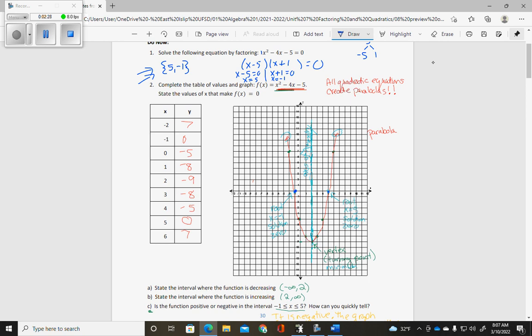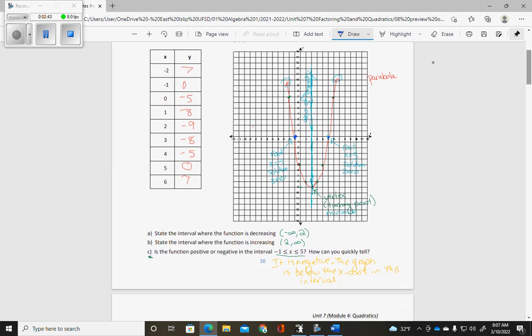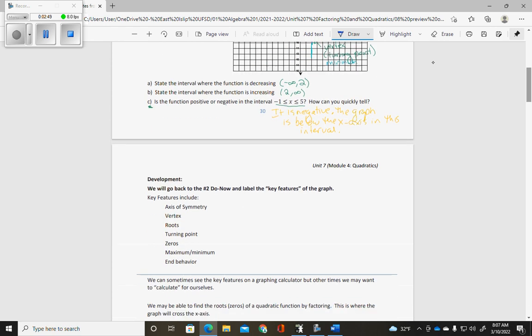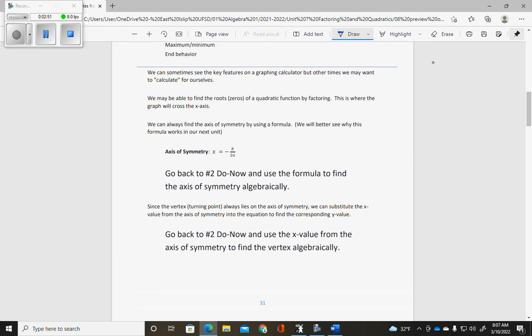So which is more efficient, which uses less time? I would say factoring is way quicker than graphing, but you can verify your answer that you factored correctly by graphing it. But like I said, we have to talk about where maybe we don't see this turning point in our table of values. So on this next page, it talks about that sometimes we can't see the turning point.